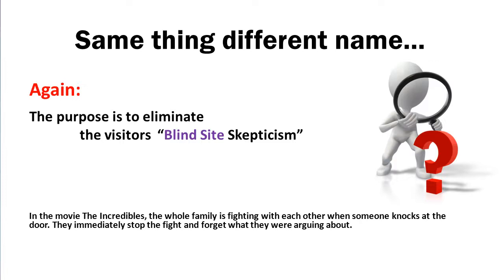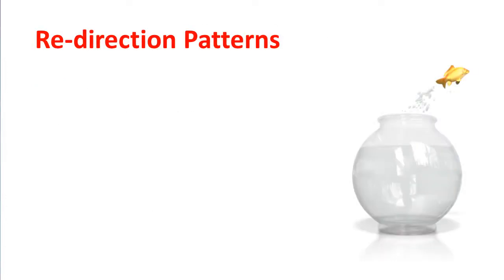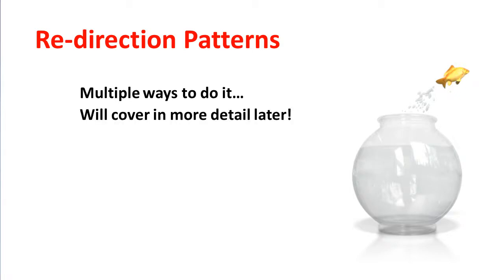And people are accustomed to directing their attention to what they expect. So when you throw something unexpected at them, it allows them to drop their defenses, so to speak, and become more open-minded. So, redirection patterns, how do you do it? Well, there's multiple ways you can go about it. And we'll cover these in greater detail later.